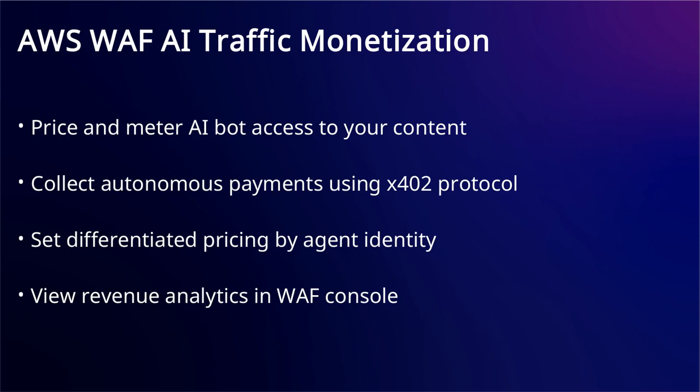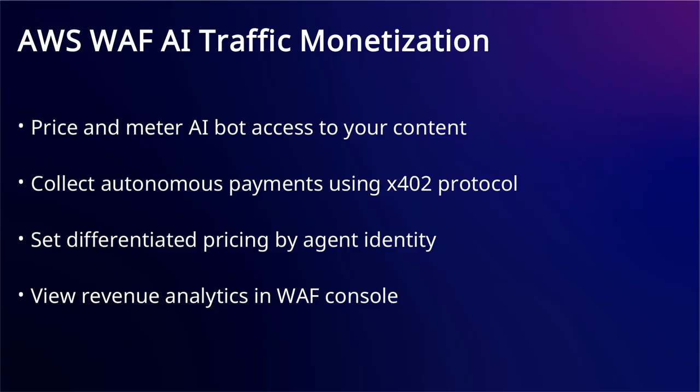AI agents increasingly consume content and APIs autonomously, but publishers lack a mechanism to charge for this access at scale. AWS WAF AI Traffic Monetization addresses this by enabling you to set prices for AI bot access to your protected resources. You can price and meter AI bot access to your content and APIs through the AWS WAF console. When an AI agent requests a resource, AWS WAF returns an HTTP 402 payment required response using the X402 protocol, containing your prices and payment methods.